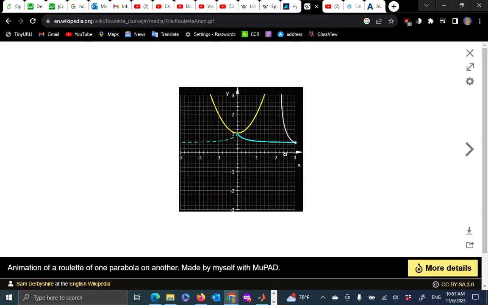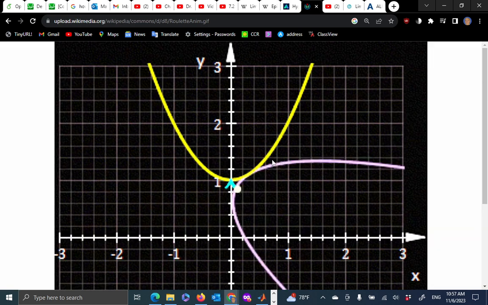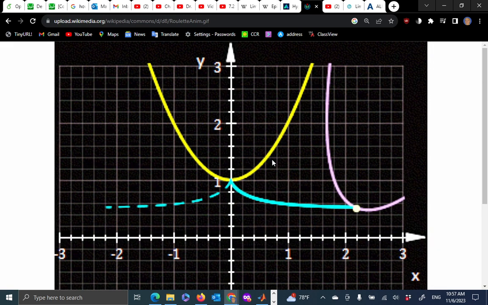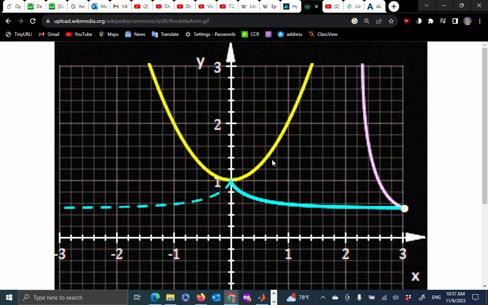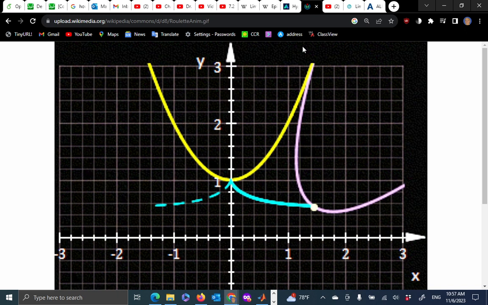We said it's not necessary to always have a circle. Here is a parabola rolling on top of another parabola. Harder to visualize, but that's a possibility.